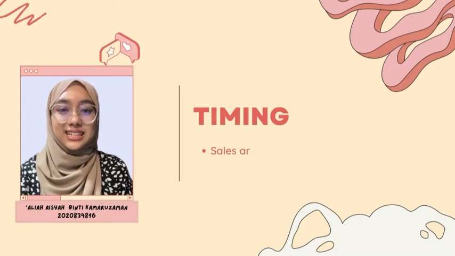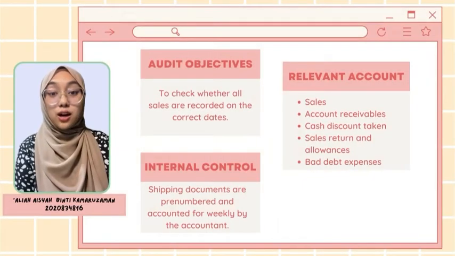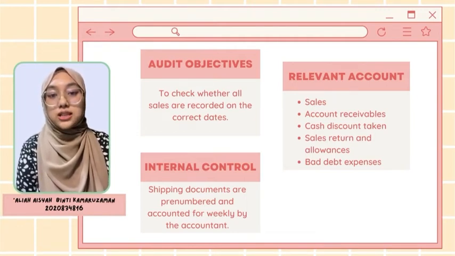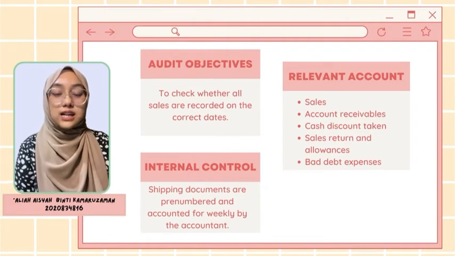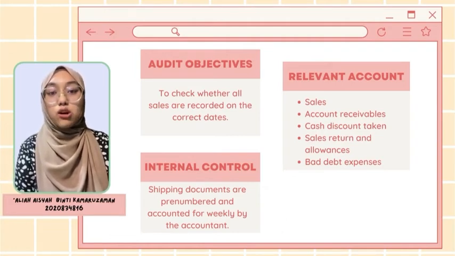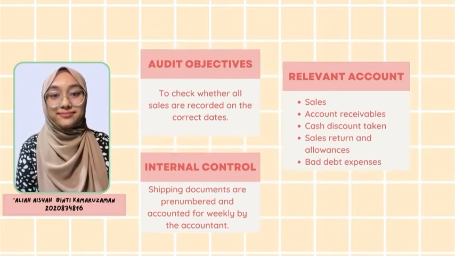The last assertion in the sales is timing. The meaning of timing is sales are recorded on the correct dates. The audit objective is to check whether all sales are recorded on the correct dates. There are 5 relevant accounts, which are sales, account receivables, cash discount taken, sales return and allowances, also bad debt expenses. The internal control for timing is shipping documents are pre-numbered and accounted for weekly by the accountant.